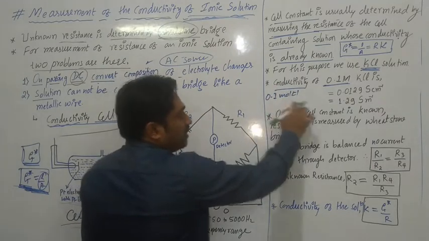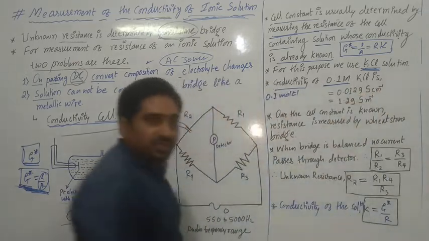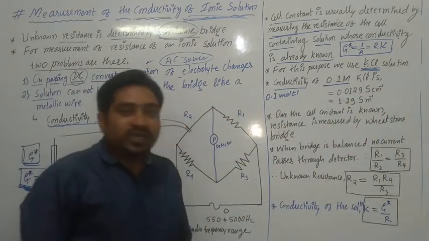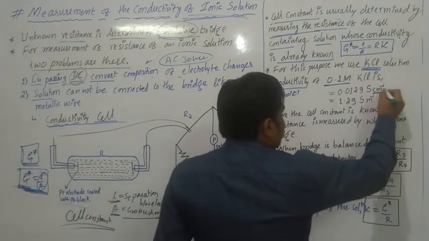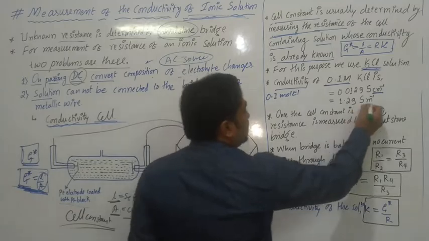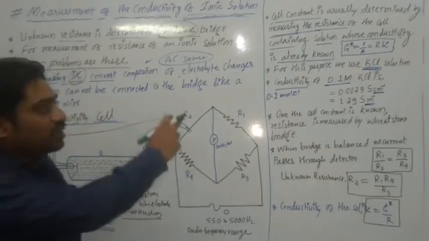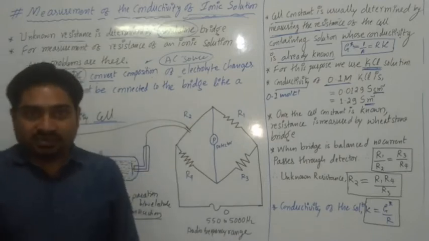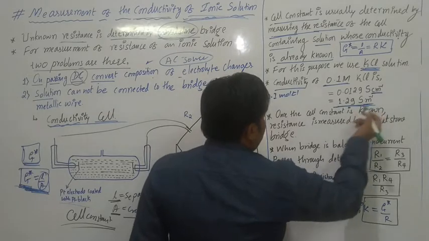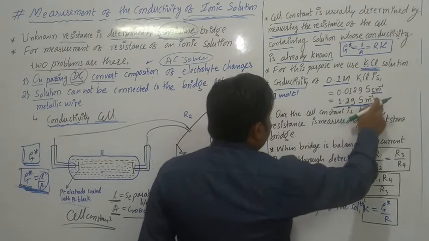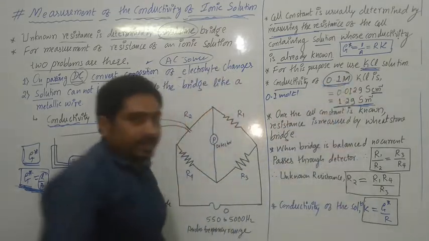The conductivity of this solution is equal to 0.0129 Siemens per centimeter. If the same value is expressed in terms of meter, it becomes 1.29 Siemens per meter, because 1 meter is equal to 100 centimeters. So the standard value is 1.29 Siemens per meter when the concentration of KCl solution is 0.1 M.